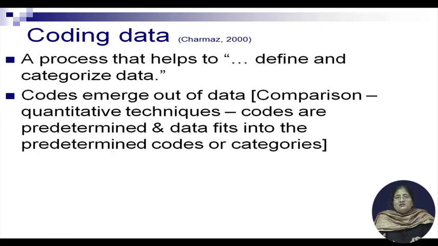These codes emerge out of the data, and I told you this in the previous lecture, that in quantitative techniques codes are predetermined and we find data that fits into these predetermined categories. But here, because it's exploratory research, we don't know what we are going to find, so we collect whatever we can and then we draw boundaries around similar things or similar data points, and then we say, okay, these are the characteristics that establish this similarity. And then we make codes, the codes evolve out of the data.